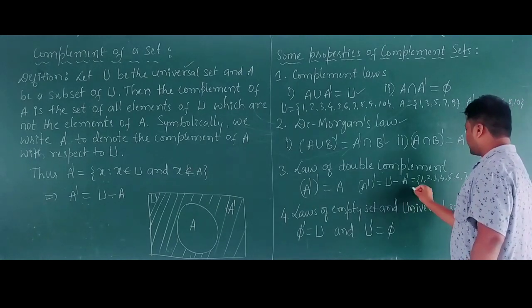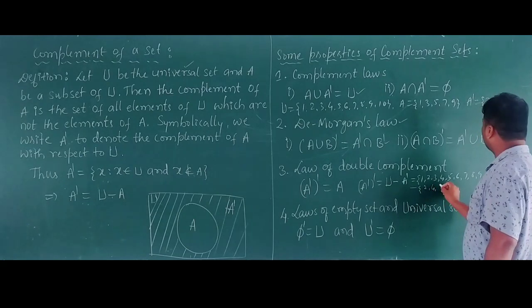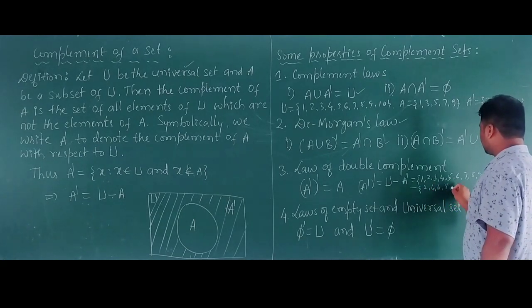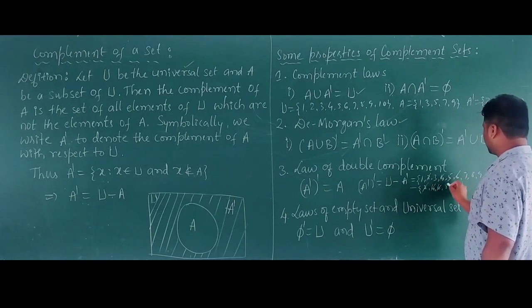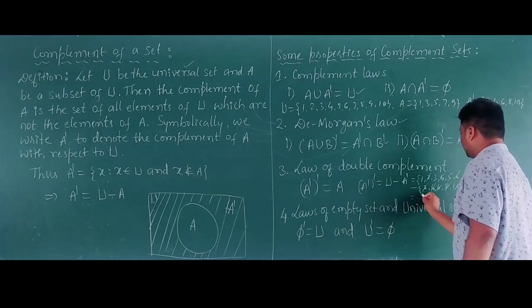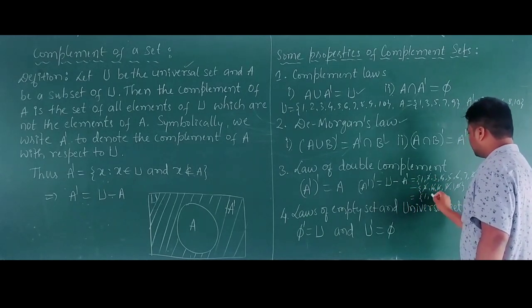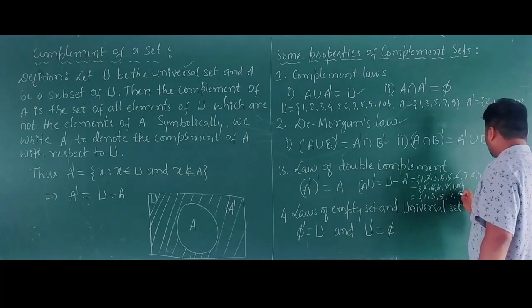Minus. What is A dash? A dash is 2, 4, 6, 8, 10. Subtract 2, 4, 6, 8, 10. So what are the remaining elements? The remaining elements are 1, 3, 5, 7, 9.